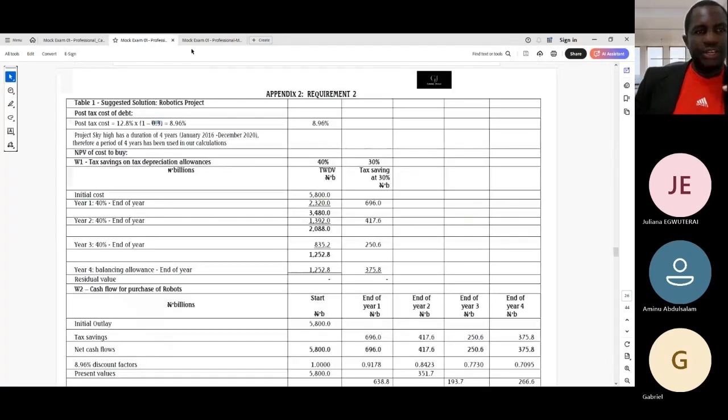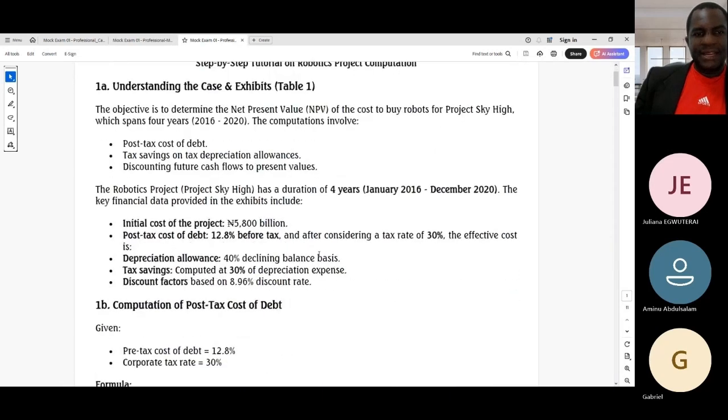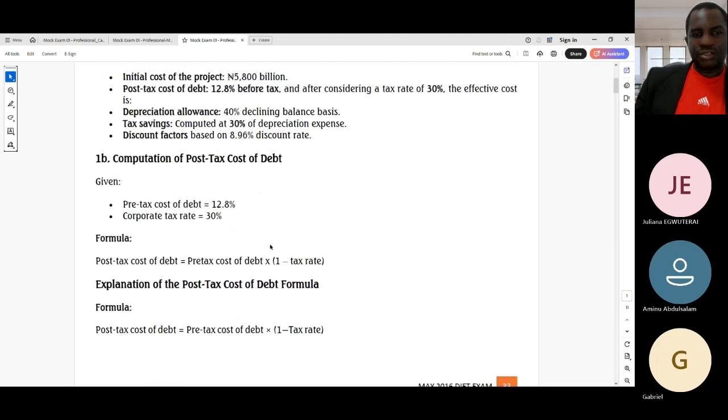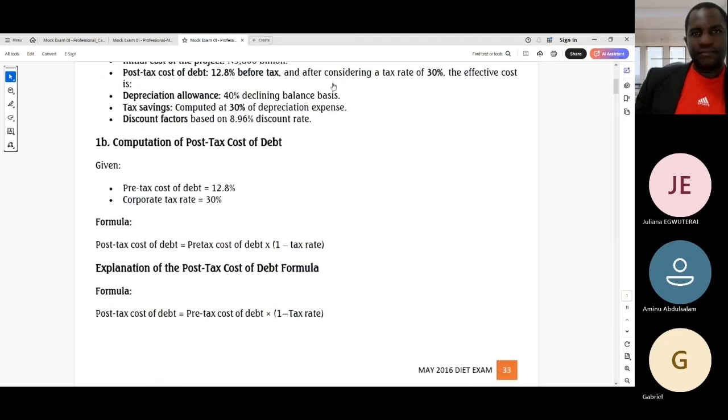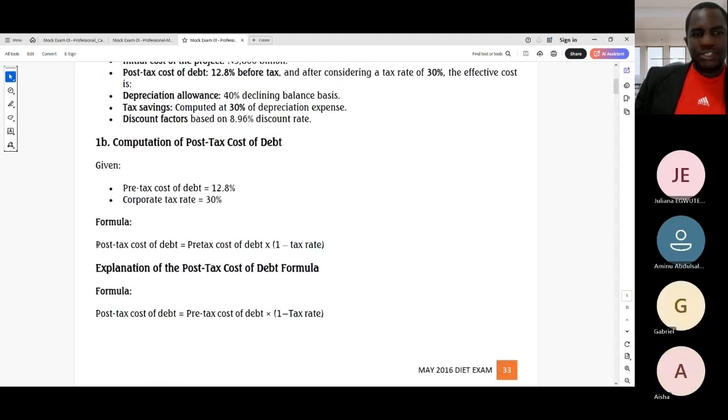So, that's the calculation we started with. So the post-tax is the effective interest rate. Then we have 1 minus tax rate. And if you do this computation, you have the main effective interest rate you are supposed to use. So if you come to this tutorial, you will see that I explained it graphically, how the computations are. So this is the formula. See, the formula is post-tax cost of debt equals pre-tax cost of debt times 1 minus tax rate.